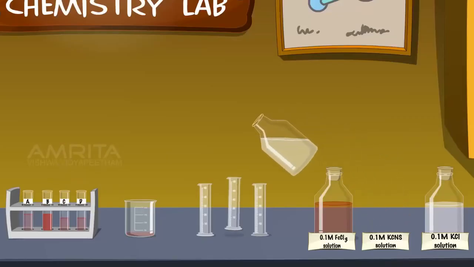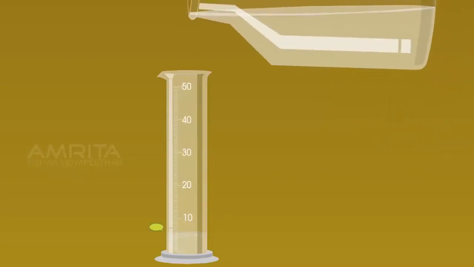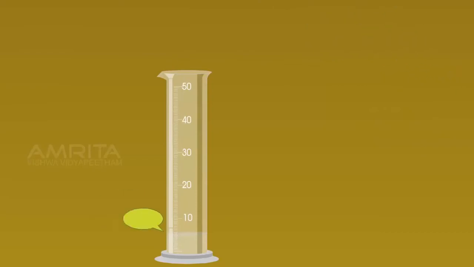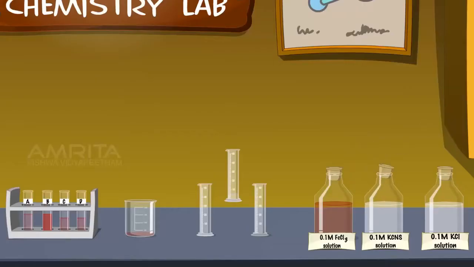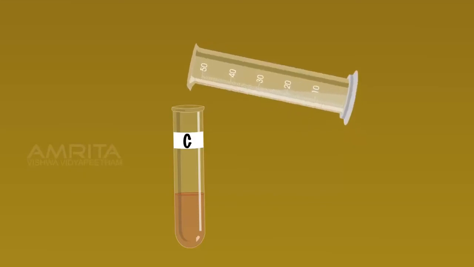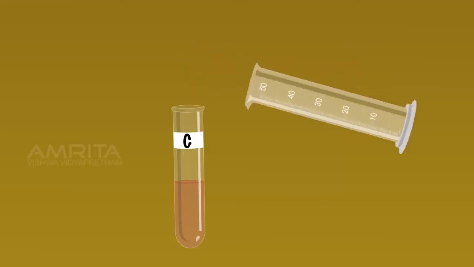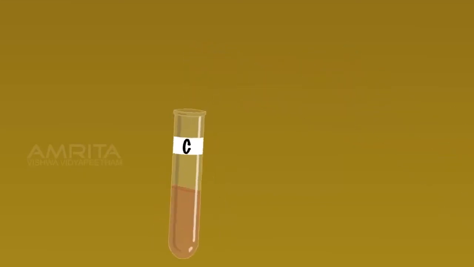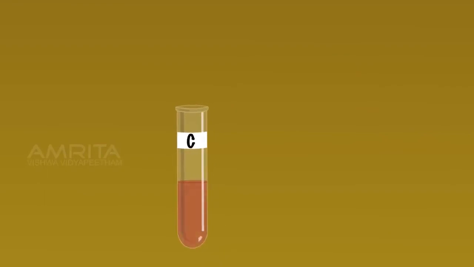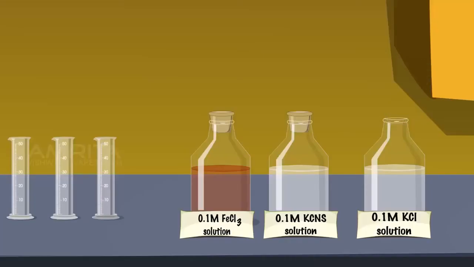Take 5 ml of 0.1 molar potassium thiocyanate solution in the measuring cylinder. Add it to the test tube C and shake the test tube well. The color of the solution deepens because the increase in concentration of CNS- ions results in more ferric thiocyanate complex and shifts the equilibrium in the forward direction.